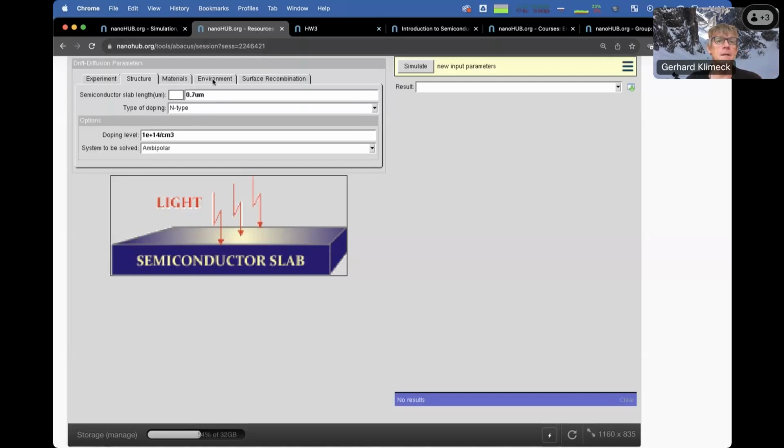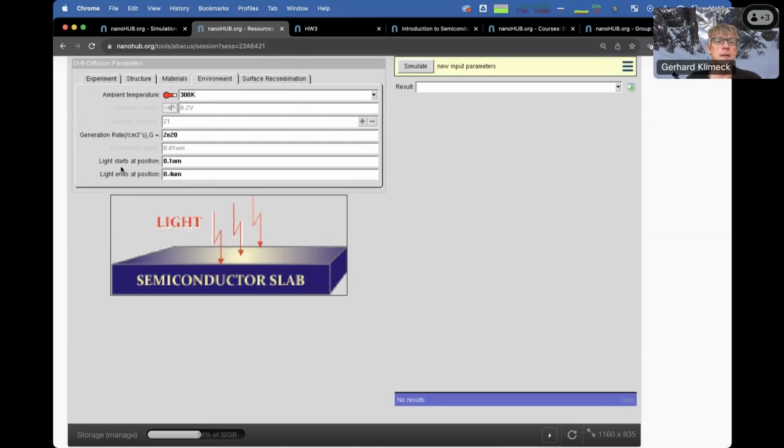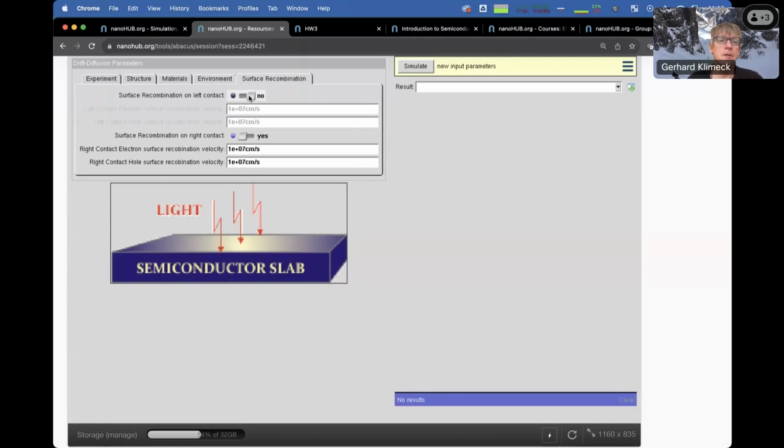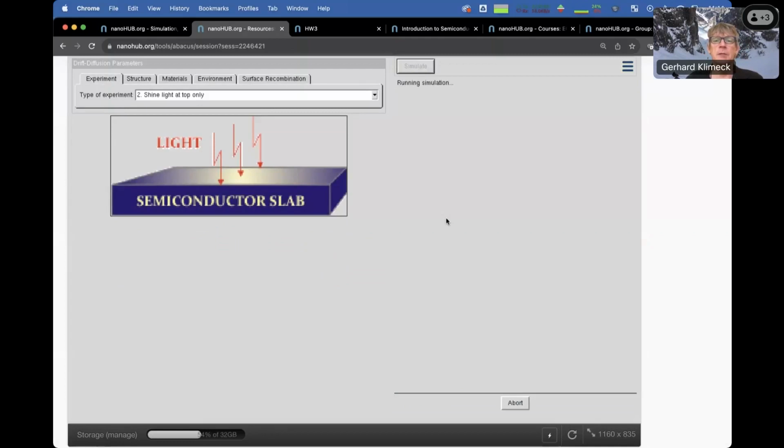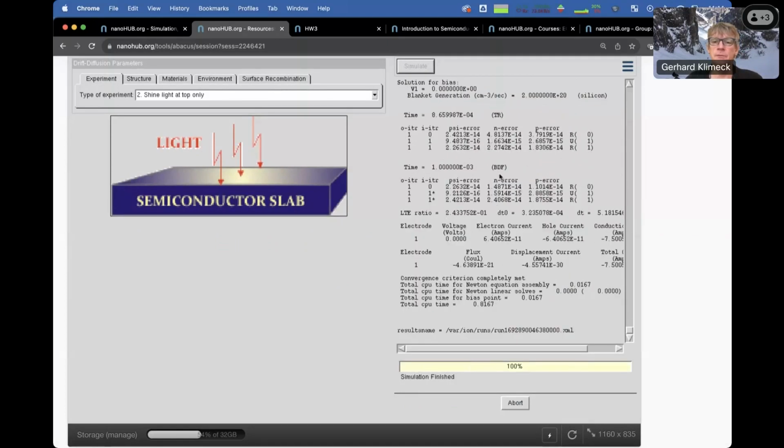And I'm going to go in here, and I can set where I like my illumination to start. So I want it to start on the left edge, and I'm going to illuminate the first 0.2 micrometers. And I'm going to assume that I don't have any surface recombination on the left. So now I've set up the experiment. I hit simulate. And let's see if that was stored already. No, see, now it's running the tool. It's assembling the results.